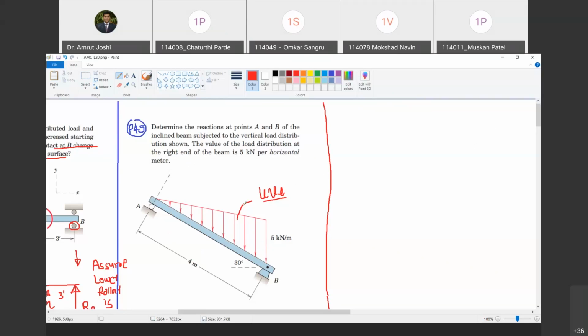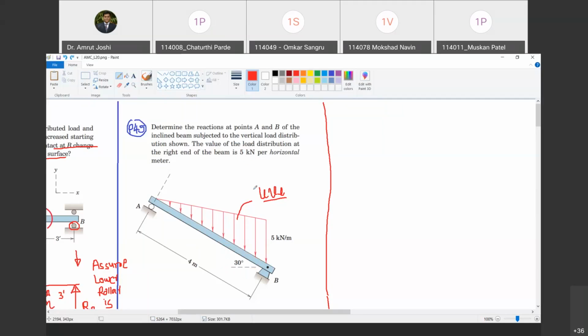Okay. So now what is the meaning of 5 kilonewton per horizontal meter? It means if you travel horizontally 1 meter, then you are going to travel some different distance in an inclined way. Are you with me? Yes, sir. So if you travel horizontally 1 meter, that means more than 1 meter in an inclined way, then you are going to get 5 kilonewton. This is the meaning of 5 kilonewton per horizontal meter. Are you with me? Yes, sir. Okay. So that is what is given.